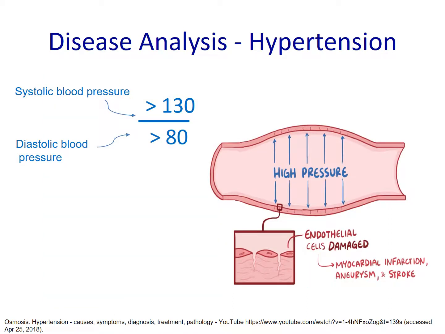Hypertension is defined as systolic blood pressure of 130 millimeters of mercury or higher, and/or a diastolic blood pressure of 80 or higher. This increased pressure poses a serious health risk, making hypertension a silent killer. Normal blood pressure is crucial for ensuring proper organ function, but hypertension can cause damage to the endothelial cells that line the inside of blood vessels. This damage can lead to myocardial infarction, heart failure, stroke, or kidney failure.